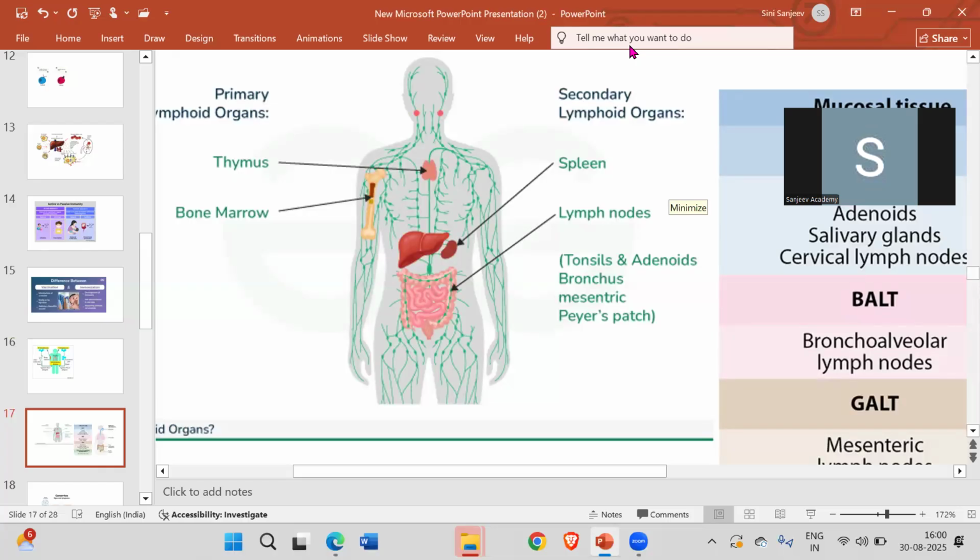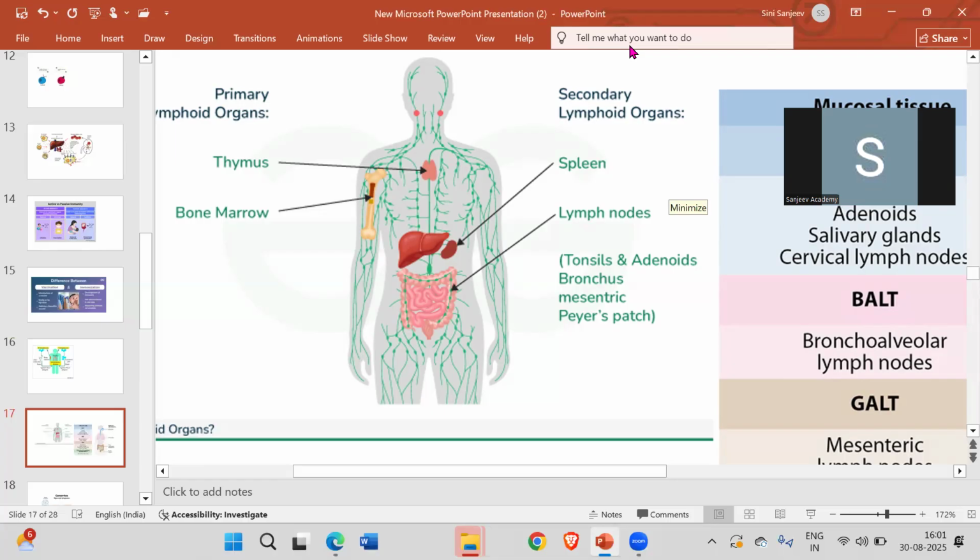Whereas the bone marrow has all your blood cells, including your lymphocytes. So the thymus is specifically for T lymphocyte maturation, whereas the bone marrow includes all the cells, not only the lymphocytes.